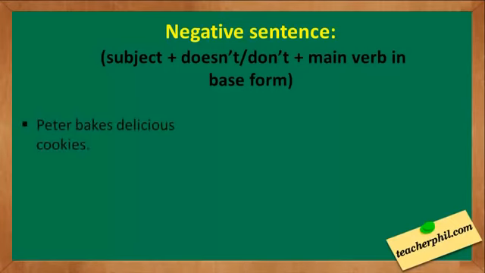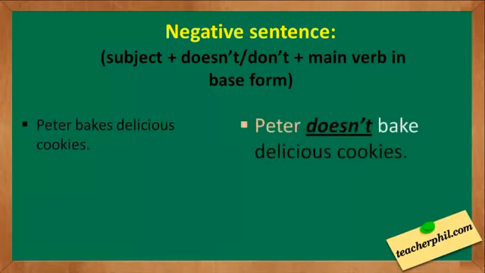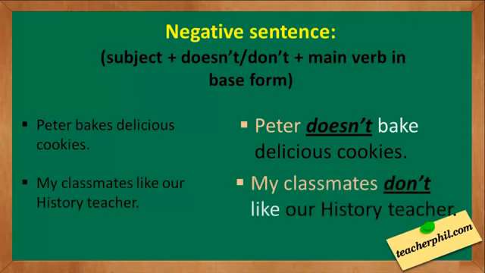Examples: Peter bakes delicious cookies. Peter doesn't bake delicious cookies. My classmates like our history teacher. My classmates don't like our history teacher. If you notice, the main verbs in these sentences are all changed into their base form, bake and like.